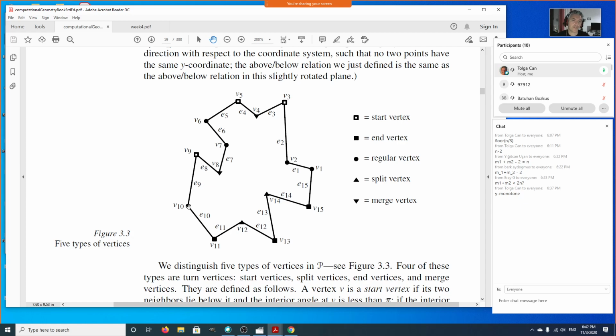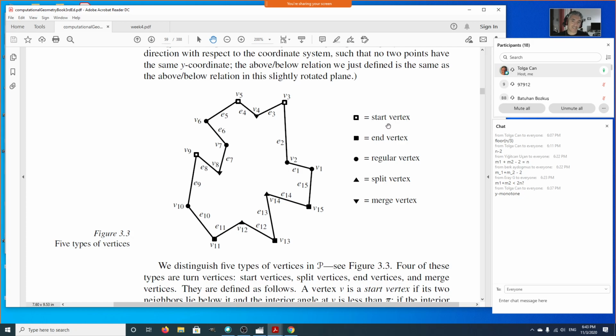Now, all the others are actually called turn vertices. The remaining four categories, start, end, split, and merge, are all categorized together as turn vertices. But some of these turn vertices are bad, especially split and merge vertices. Now let's first start again with the ones that are not bad in terms of monotonicity.